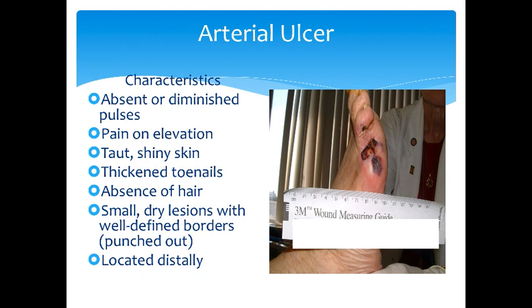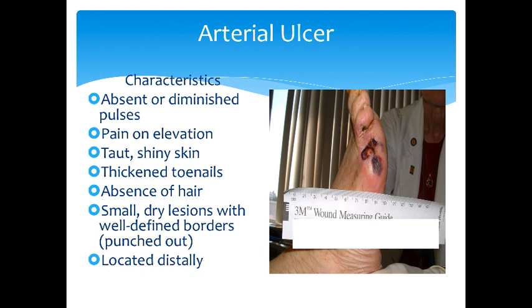So if you're going to be considering compression, which again, if I have an arterial ulcer, I know my patient has impairment. So I have to consider what things I can do to help that disease so that I can get healing, okay? So you're going to see the characteristics: absent or diminished pulses. A lot of times they have pain on elevation. The skin's going to be kind of shiny. A lot of times the toenails look thick, but I think as we get older, our toenails just get thicker anyway.